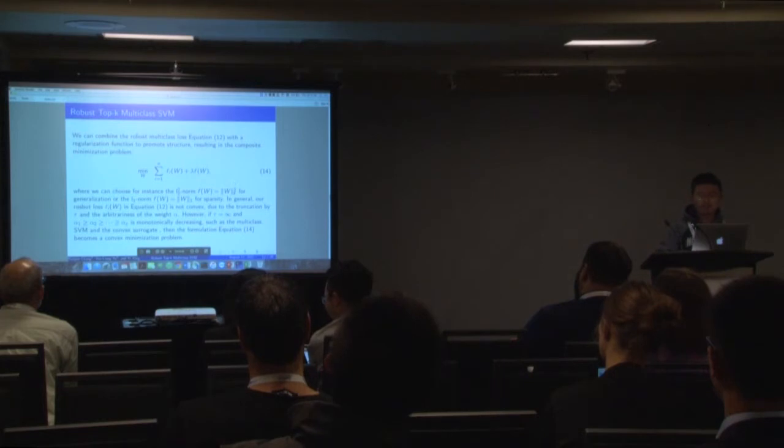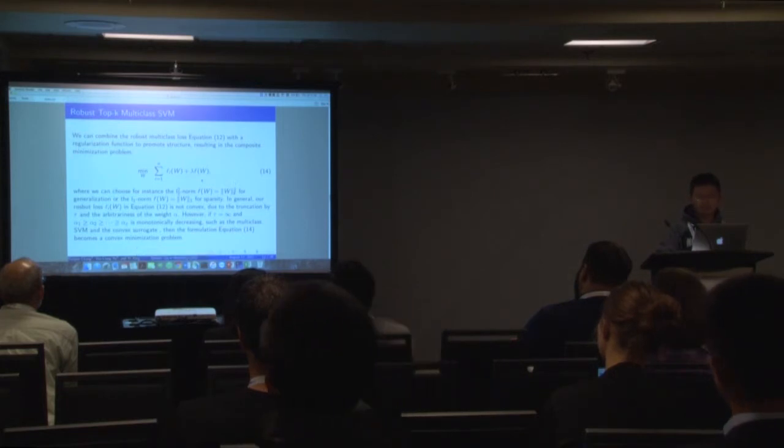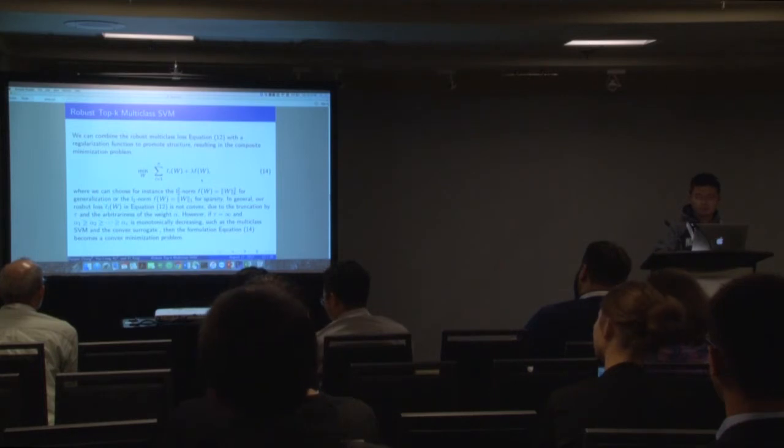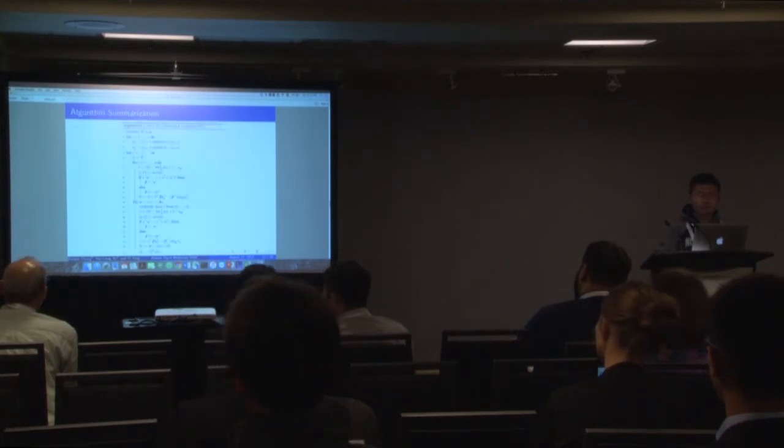To solve this problem, we rewrite this optimization problem into a difference of convex algorithm. This is the optimization algorithm for this problem. You can see that there are only 25 lines of code, so it is very simple, quick and fast.